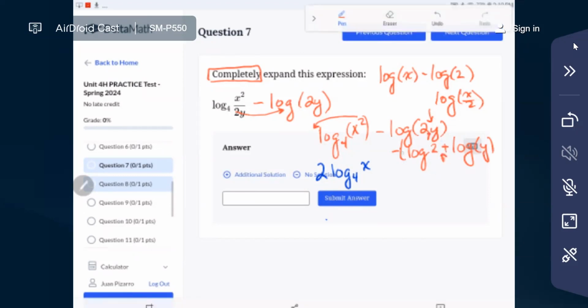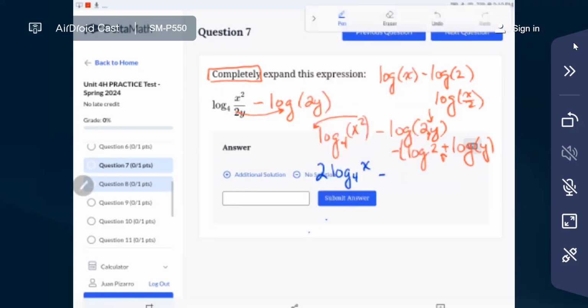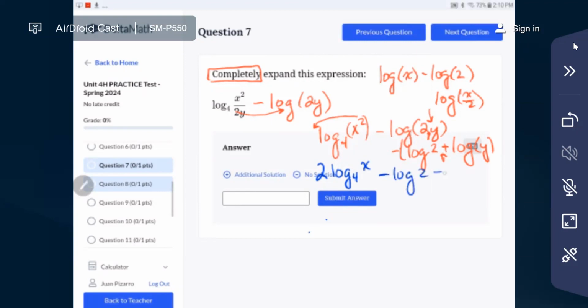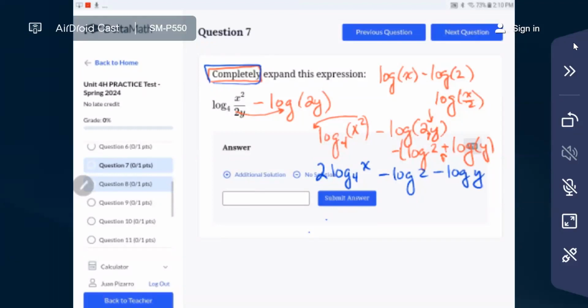Now we have this negative sign that we just need to distribute. So we have minus log 2 and minus log y. And so there's our answer. When you see this on your test, don't forget to distribute the negative at the end, and don't forget to completely expand the expression.